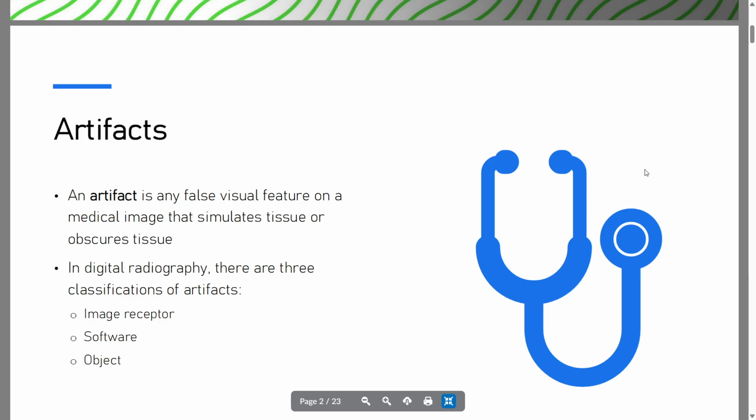So we've talked about artifacts in the past, so we know that they're visual features on a medical image that either simulate or obscure tissues and make the overall image quality worse, and especially the diagnostic quality. So if I'm reading an image or another radiologist is reading an image, it can really obscure things or make us think that there's a pathology when there's not.